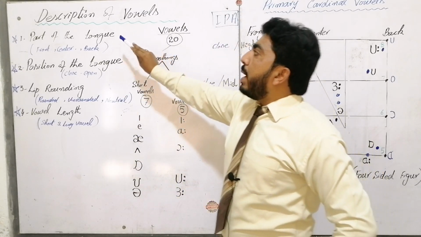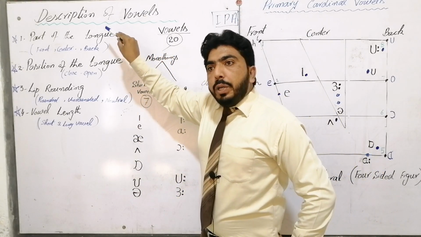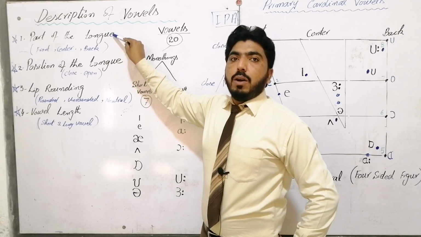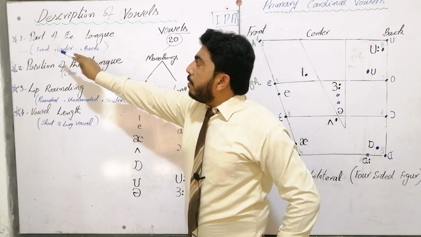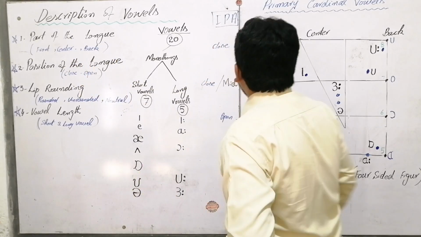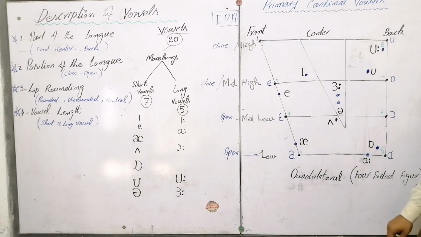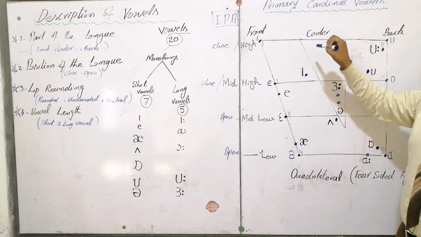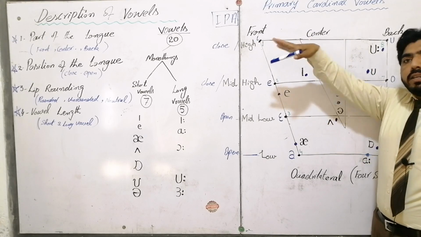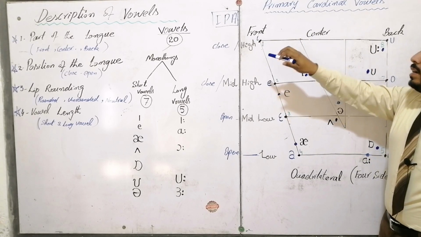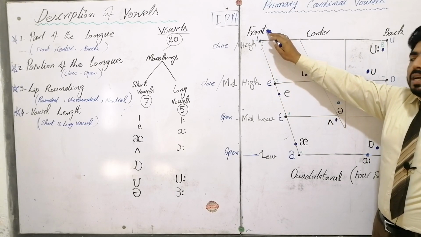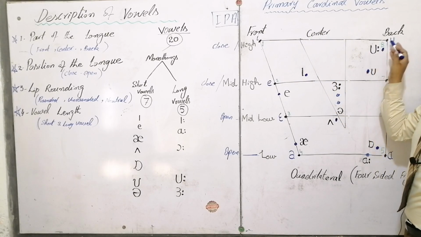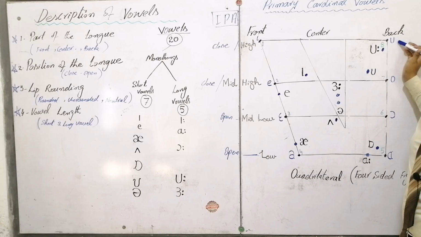First one is the part of the tongue. We analyze which part of the tongue is involved in the production of the sound: front, center, back. If you look at this diagram, the x-axis shows the horizontal position of our tongue. This shows the front part of our tongue, this place shows the center, and this one shows the back side of the tongue.